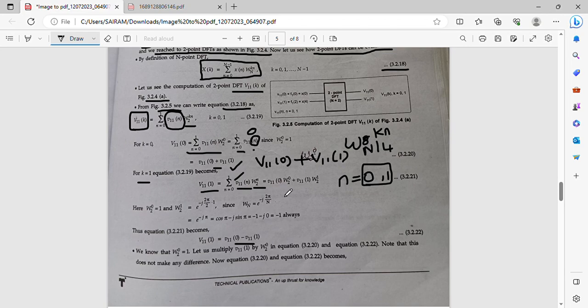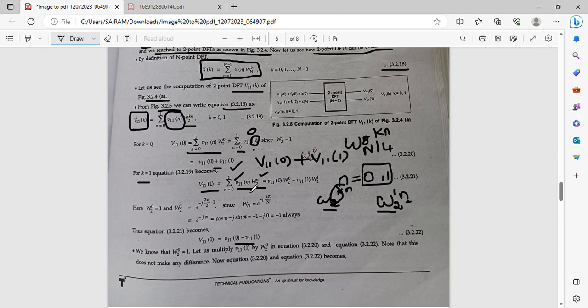So here we have substituted 1. It is omega N to the power of kn, where capital N is 2. So k into n. When I substitute k as 1, I am going to get omega 2 to the power of n itself, right? So this is omega 2 to the power of kn, wherein k is equal to 1. I just substituted k is equal to 1, so I remain with 1 into n, which is equal to n, right?